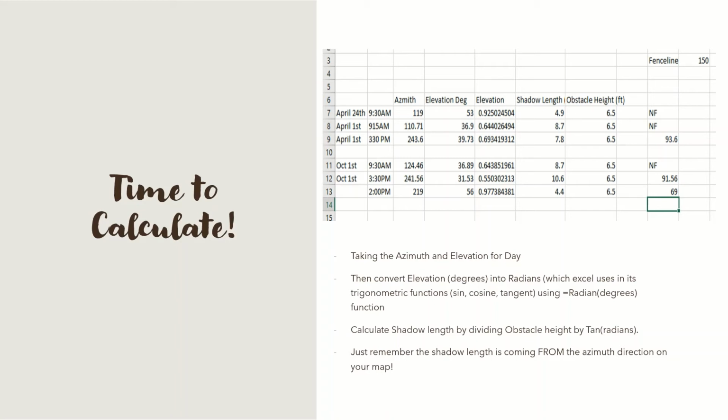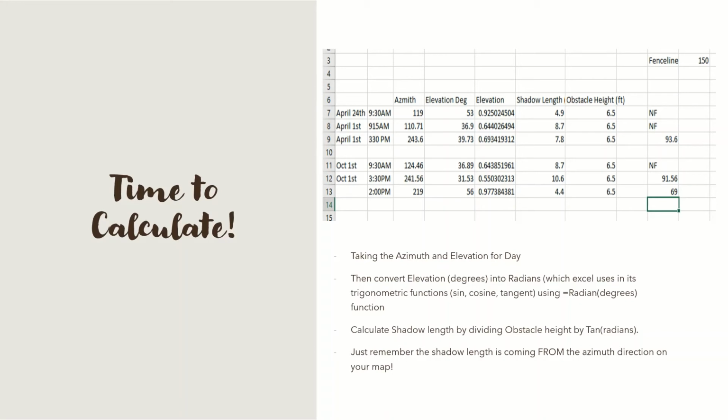So taking the azimuth and elevation for each case, you can see I have the date and then the time and then the azimuth from the solar calculator and the elevation from the solar calculator. And then I have to convert that, because we're using Excel or a spreadsheet in this particular model, I have to convert that into radians. I have to convert the elevation, which is in degrees, into radians, which isn't that hard.